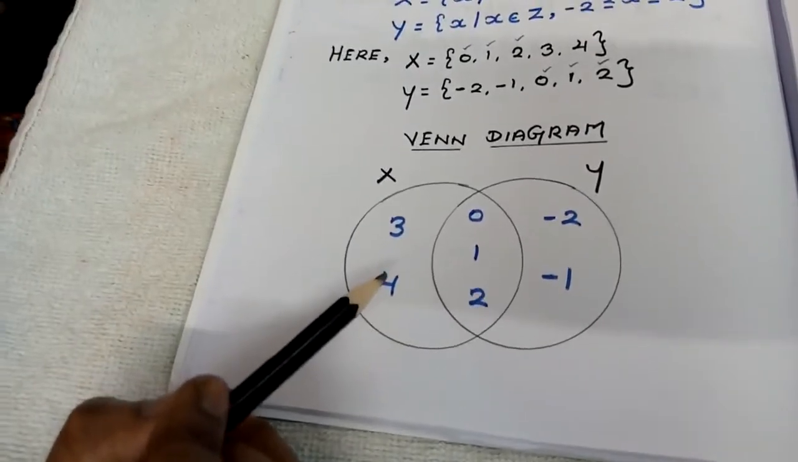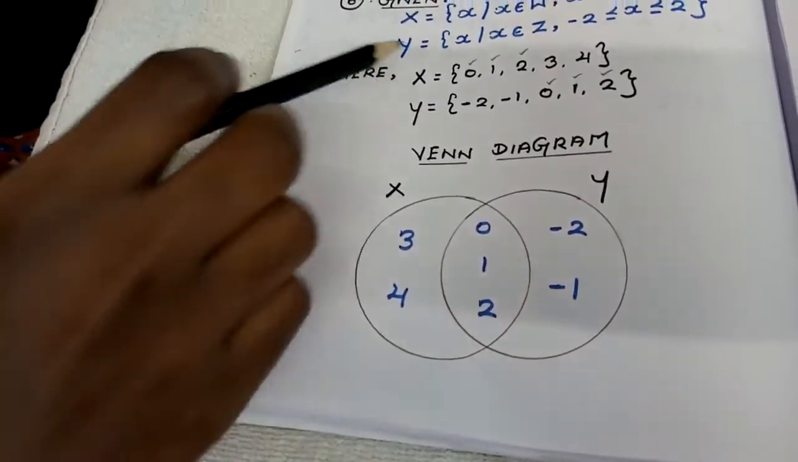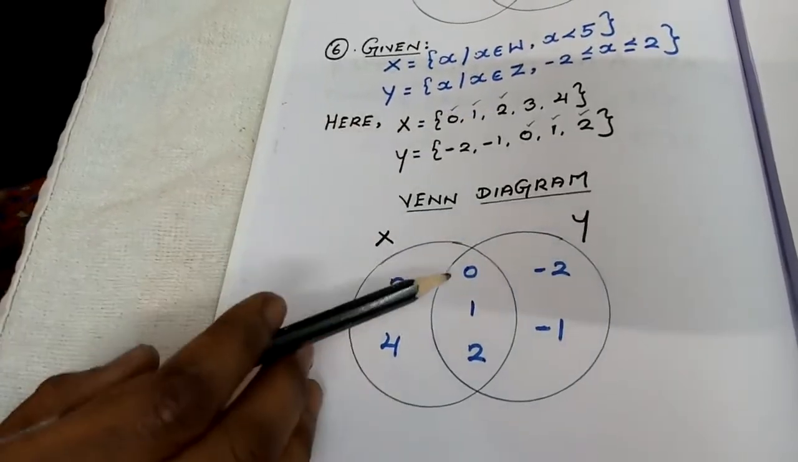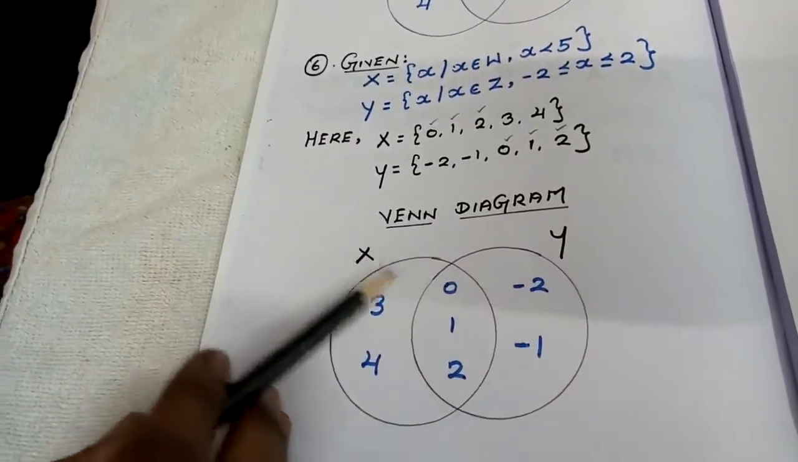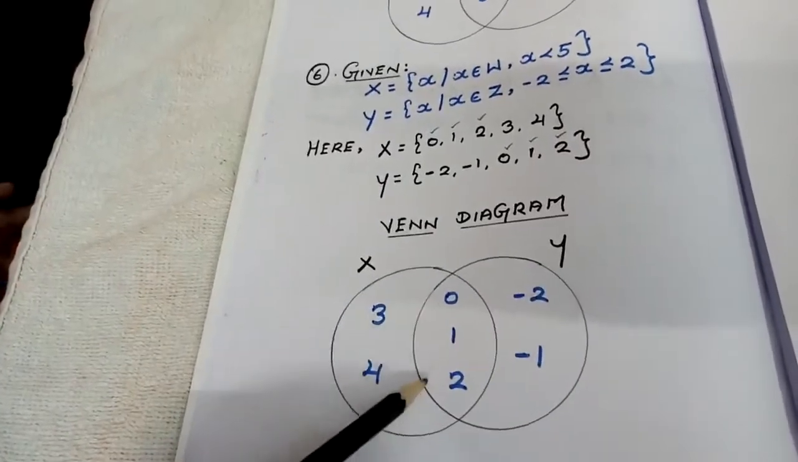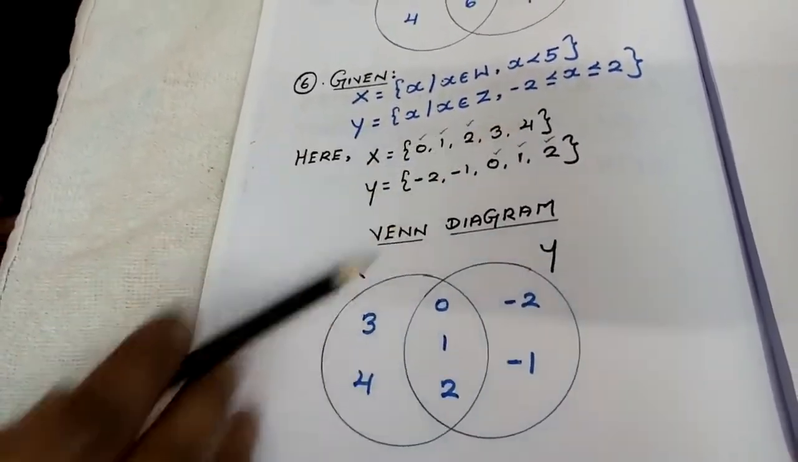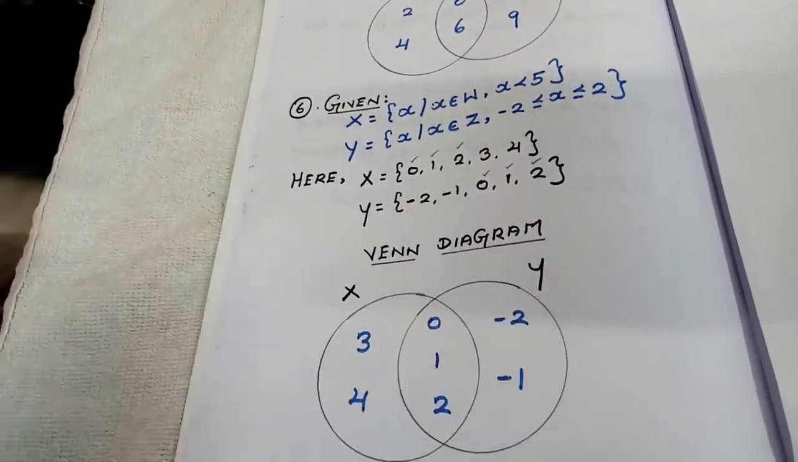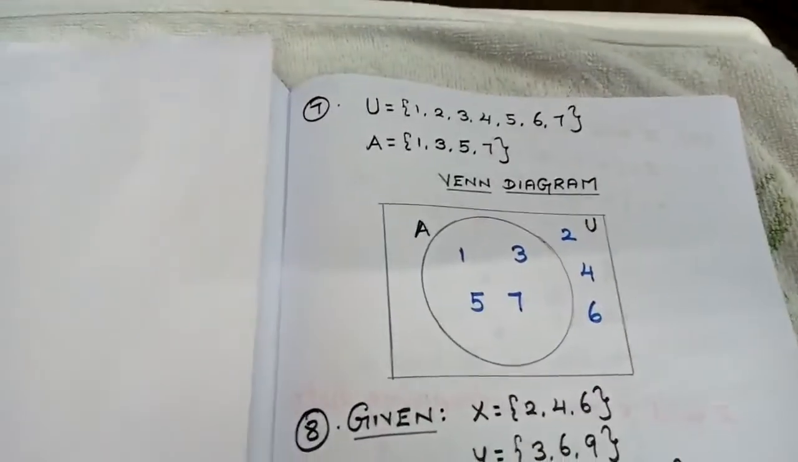And what I am doing here is, first I will be checking the common elements of x and y. 0, 1, 2 are common in x and y. You are going to draw two circles. Name the circles as x and y. Common elements right here, and the remaining 3, 4 will be in this place, and -1 and -2 will be in that particular place. And coming to the next question, that is question number 7.